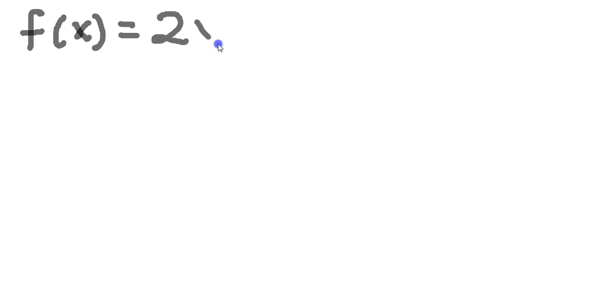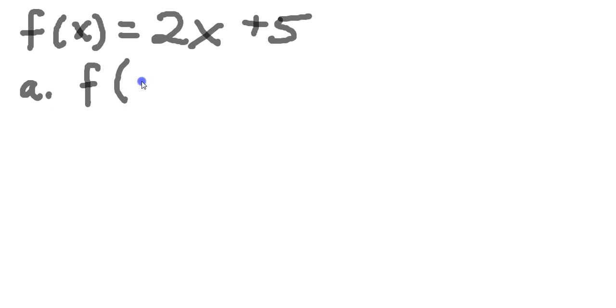Let's try another one. This time we have f of x, f open, x close, equals 2x plus 5. And now we need to find each value. This is example 3, page 150 at the bottom of the page. Part A, using this function, says find f of negative 2. So A says f open, negative 2 close. That means wherever you see an x in our function, throw in that negative 2.